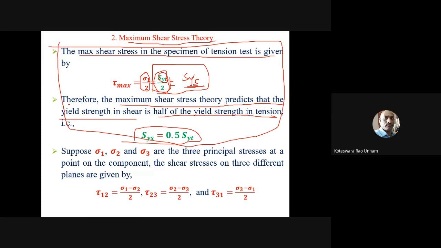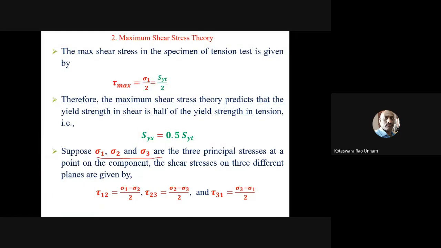Now I want to relate this to the given state of stress, whether it may be a biaxial or triaxial state of stress, so that I can predict the failure. To do that, first I'll take a triaxial state of stress. That means three principal stresses exist: sigma 1, sigma 2 and sigma 3. Then I need to compute the shear stresses because of sigma 1, sigma 2 and sigma 3. Out of those three, I need to take the maximum value and equate it to the maximum shear stress in the simple tension test. I'll get the failure equation.